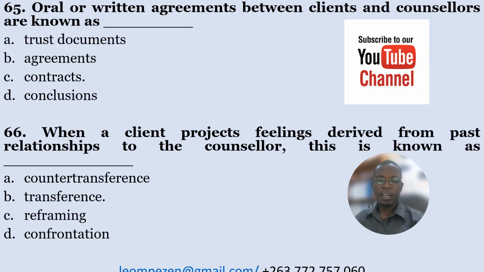Oral or written agreements between clients and counselors are known as A. Trust documents, B. Agreements, C. Contracts, D. Conclusions. The correct answer is contracts. When a client projects feelings derived from past relationships to the counselor, this is known as dash. A. Countertransference, B. Transference, C. Refraining, D. Confrontation. The correct answer is transference.